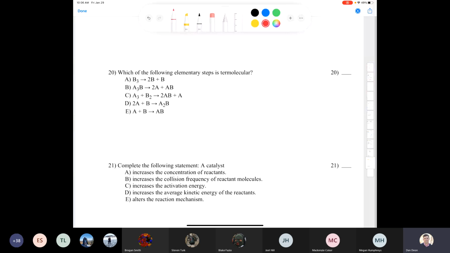Question 20 is meant to be just a pretty quick question. I went over the term molecularity with you in lecture. Could anybody tell me which one of these elementary steps would be a termolecular step? These are all different elementary steps.